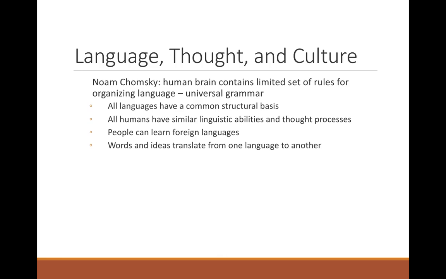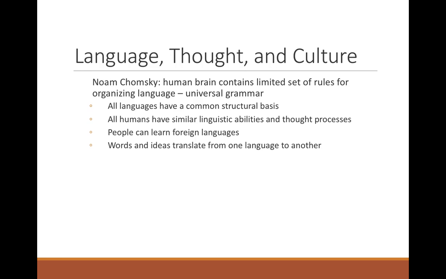Noam Chomsky proposes that the human brain contains a limited set of rules for organizing language. That is, that we have some sort of universal grammar. Some of the evidence that he uses to support this is that all languages have a common structural basis. We've got nouns, we've got pronouns, we've got verbs that we conjugate in similar ways to cover similar tenses. We've got objects of prepositions, and so on and so forth.